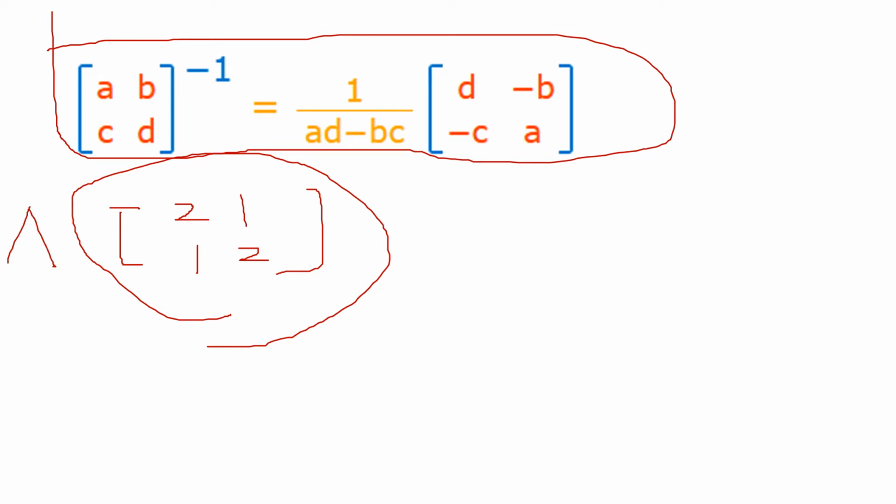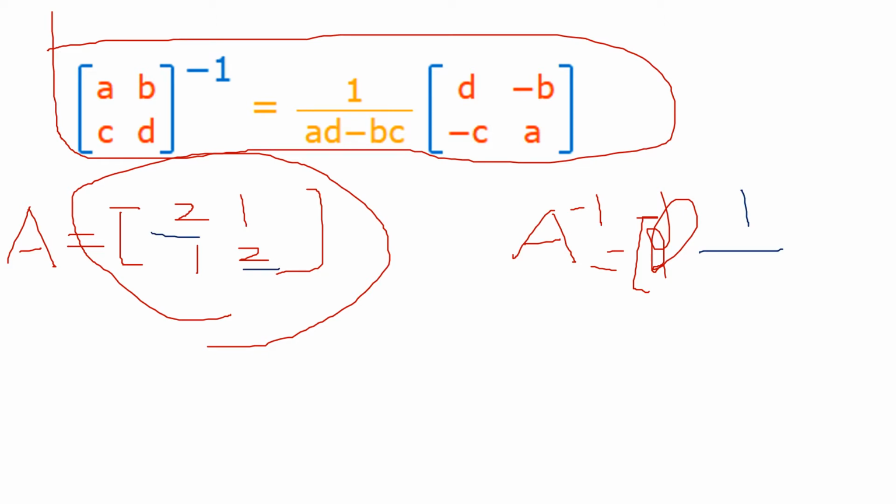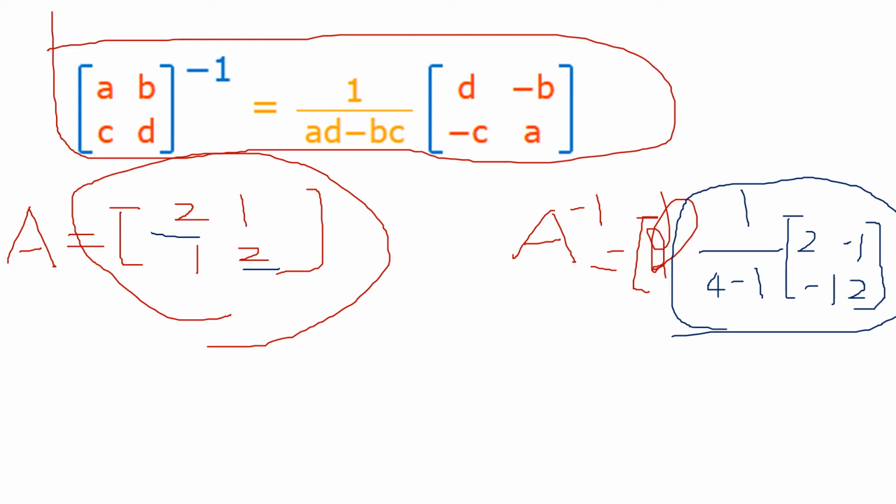For example, this is matrix A. Let's see what the inverse of matrix A is. We can use the formula. First is 1 divided by AD minus BC. AD is 4 and BC is 1, so it's 1/3. Then D and A change position, and we put a minus on B and minus on C. So this matrix is the inverse of matrix A.